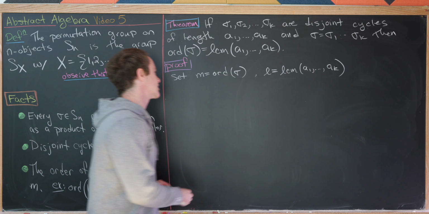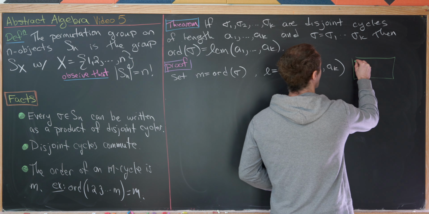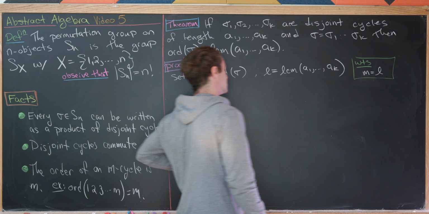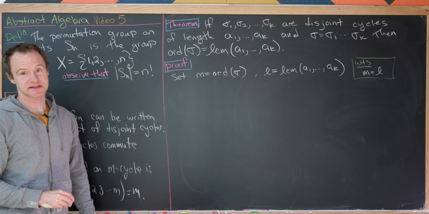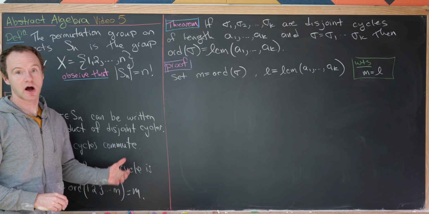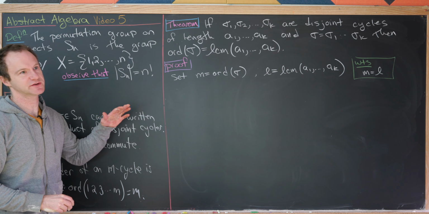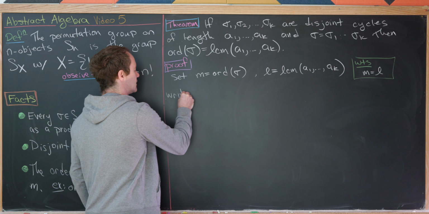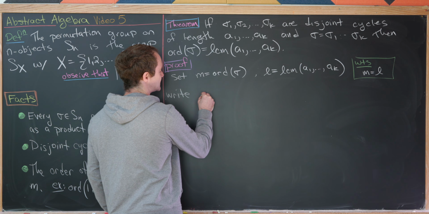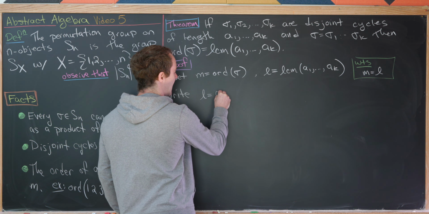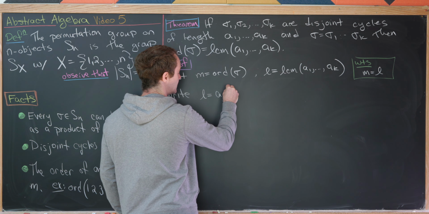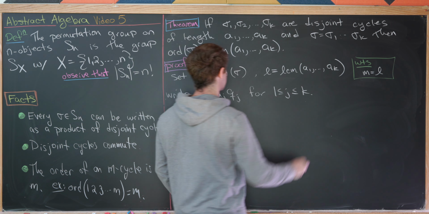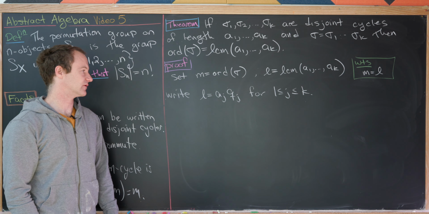And under this introduction of notation, our goal, in other words, what we want to show, is that m is equal to L. So let's first notice that since L is the LCM of those, it's in fact a common multiple of all of them, which means it's a multiple of A1, it's a multiple of A2, and so on and so forth. So that means we can write L equals AJ times QJ for j between 1 and k. In other words, L is a multiple of all of those numbers.